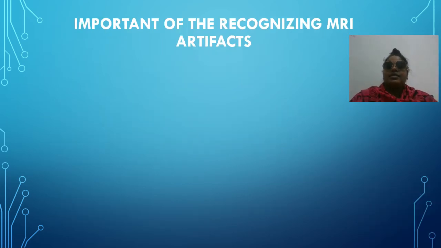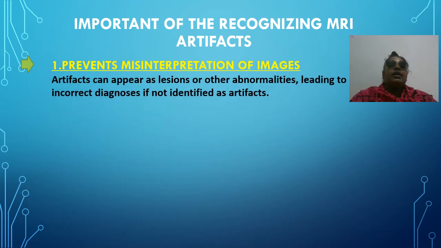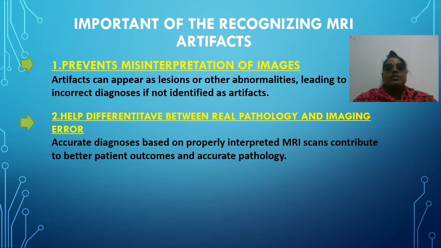Importance of recognizing MRI artifacts, as I told you just now. First, prevention of misinterpretation of the image. Artifacts can appear as lesions or other abnormalities, leading to incorrect diagnosis, or not be identified as artifacts. Second, to help differentiate between real pathology and imaging error. Accurate diagnosis is based on properly interpreted MRI scans, which contribute to better patient outcomes and accurate pathology.